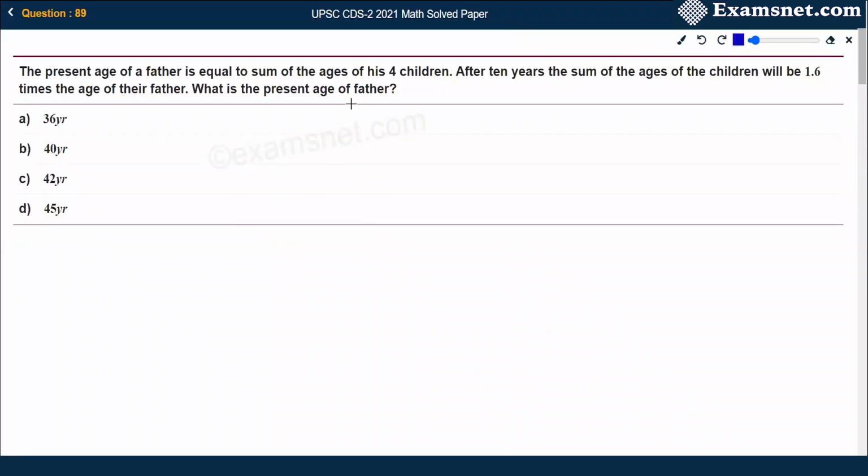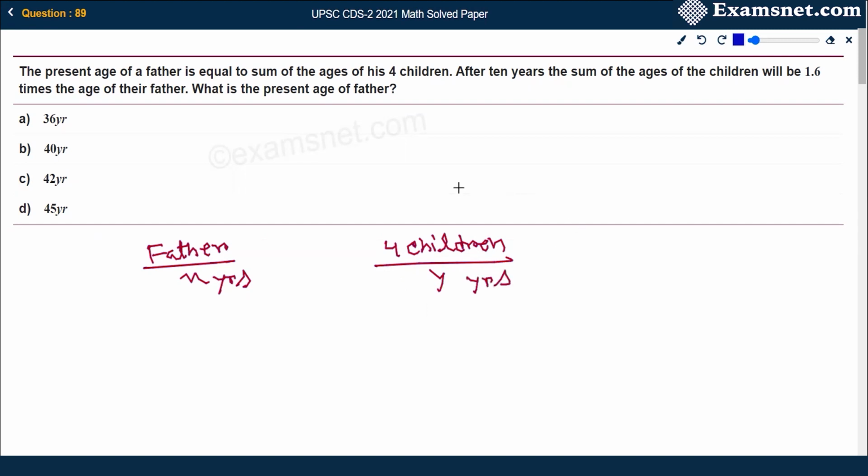In question number 89, it states that the present age of a father is equal to the sum of the ages of his 4 children. After 10 years, the sum of the ages of the children will be 1.6 times the age of their father. What is the present age of the father? So let's say the present age of the father is x years, okay? And the sum of the ages of the 4 children, that is y years. So at present this is equal.